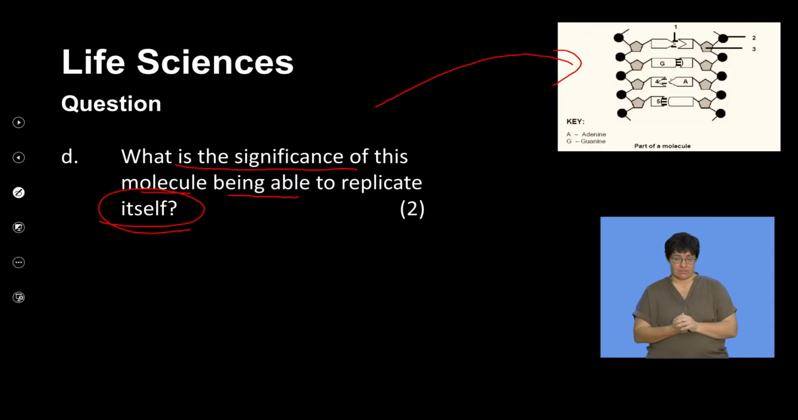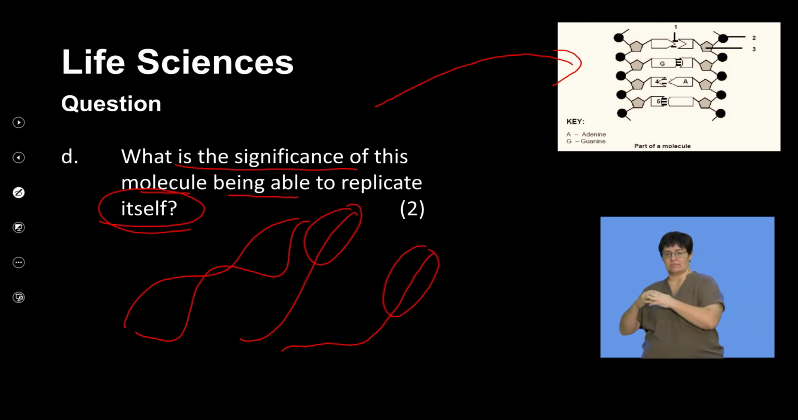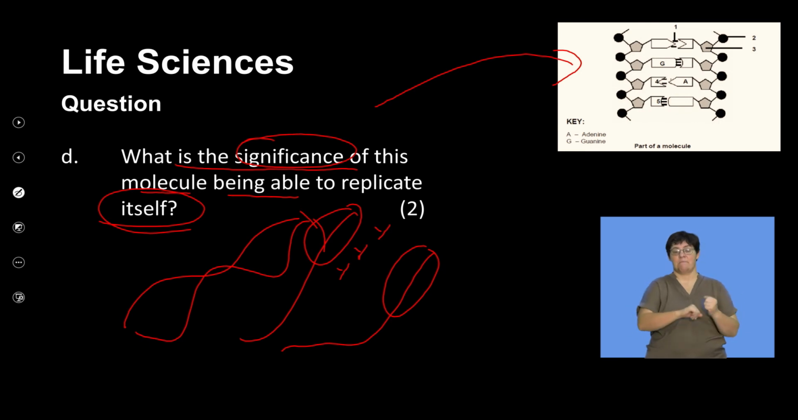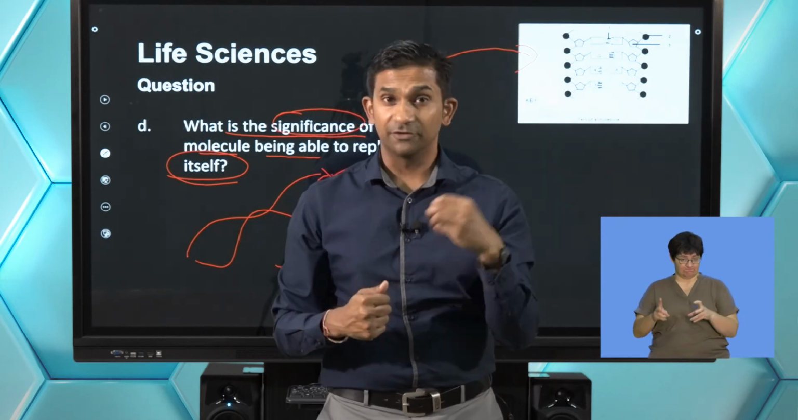So the significance of this molecule being able to replicate is that DNA is double-stranded. When the strands separate, each of these strands forms a template, allowing for complementary bases to base pair with these templates. It's important that we recognize that due to the double-stranded structure, as well as the complementary base pairs, the process of DNA replication using the semi-conservative model of replication becomes an efficient and reliable method or model of replicating DNA.